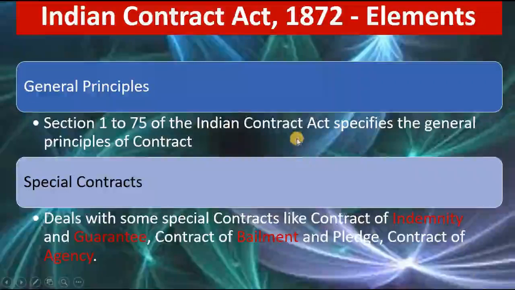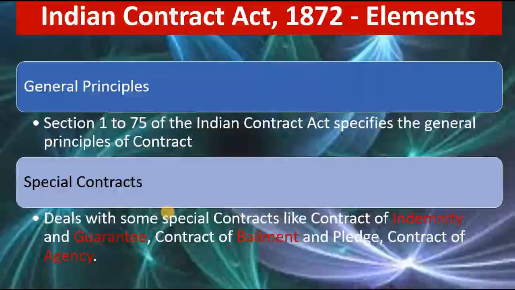That you should remember: the Indian Contract Act has two parts. The general principles, applicable to all the contracts, and the second part, special contracts like indemnity, guarantee, pledge, bailment, or agency. So we are going to study these concepts for our entire semester, general principles and special contracts, under the business law subject.